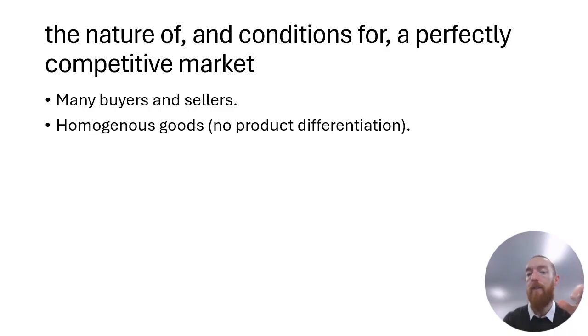Homogeneous goods, which means no product differentiation. No matter who is selling that product, it is the exact same thing. Think of apples, think of potatoes. That one type of apple, anyone selling it, you're just going to go to the cheapest one.